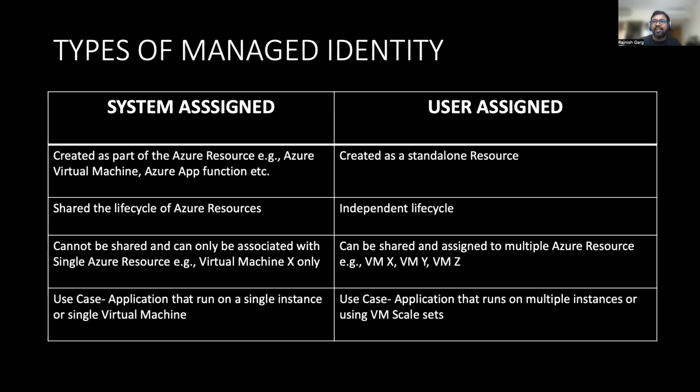There are 2 different kinds of managed identities in Azure: system assigned and user assigned. System assigned gets created and deleted as part of the resource creation or deletion, whereas user assigned identity gets created and managed separately. For example, if you are creating VM scale sets or multiple VMs, and all these VMs want access to a specific set of resources, then it's better to leverage a user identity rather than a system identity.